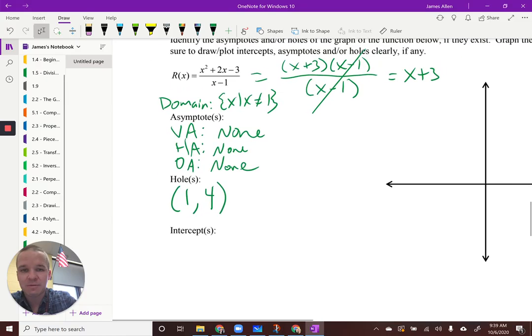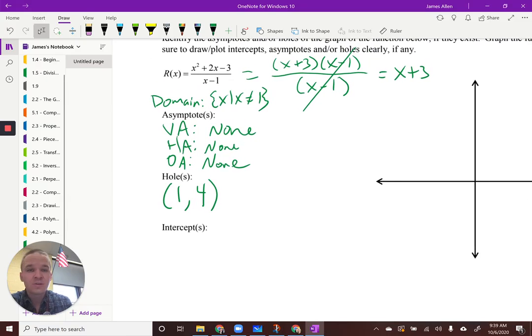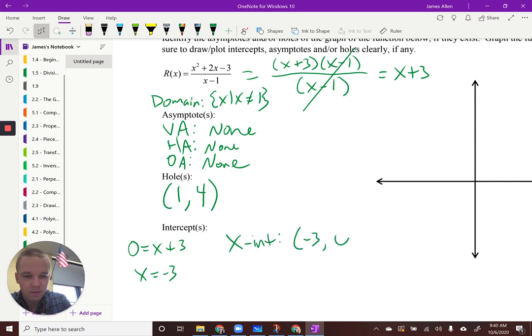Intercepts. How about my intercepts? I can do those, right? So if I want to figure out my x-intercept, I'd set the equation equal to 0, right? Because on my x-axis, my y value is 0. So if I set this all equal to 0, that'd be 0 equals x plus 3. I'd get x equals negative 3. So the x-intercept would be negative 3 comma 0.